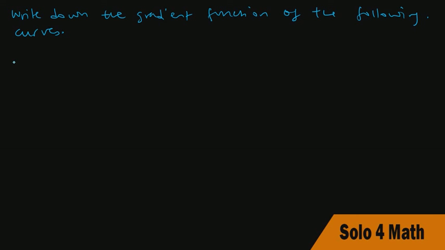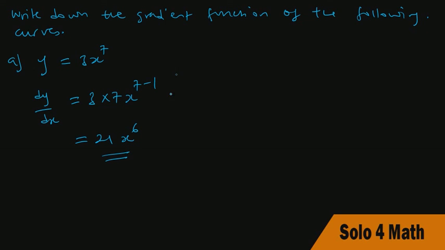When you differentiate the equation of a curve, what you get is what we call the gradient function. So for example, if the curve is y equals 3x to power 7, then the gradient function is dy dx, meaning we differentiate: 3 times 7 x to power 7 minus 1, giving you 21x to power 6, and that is the gradient function for that curve.